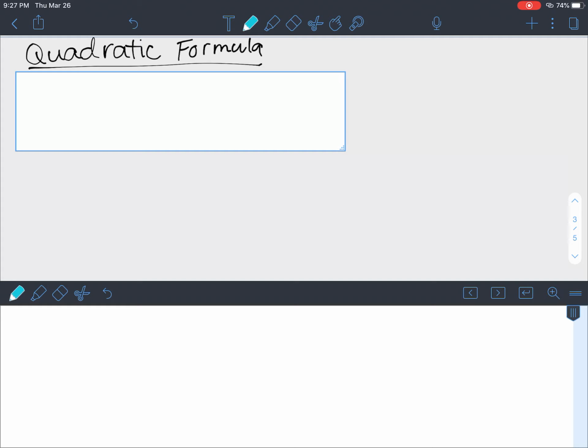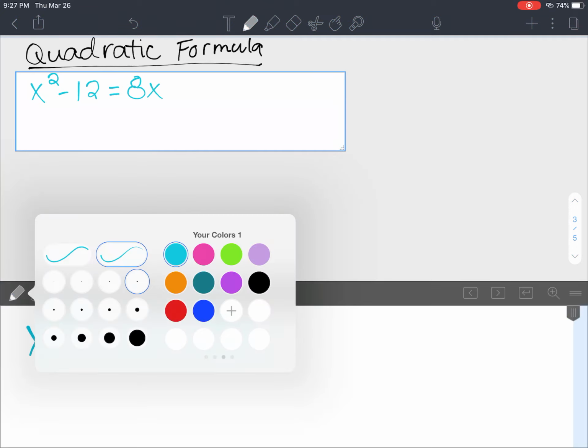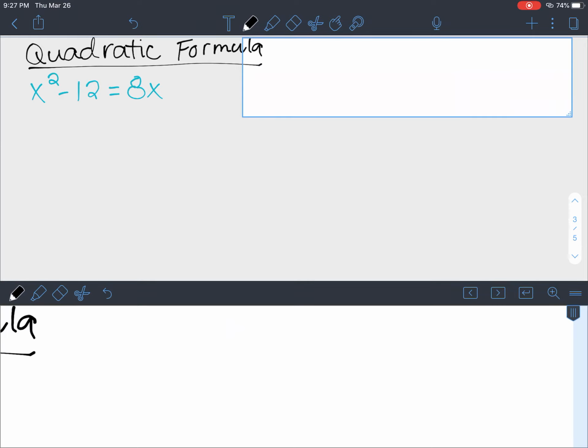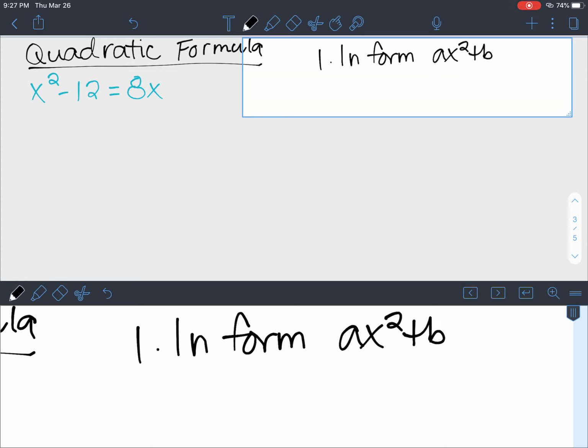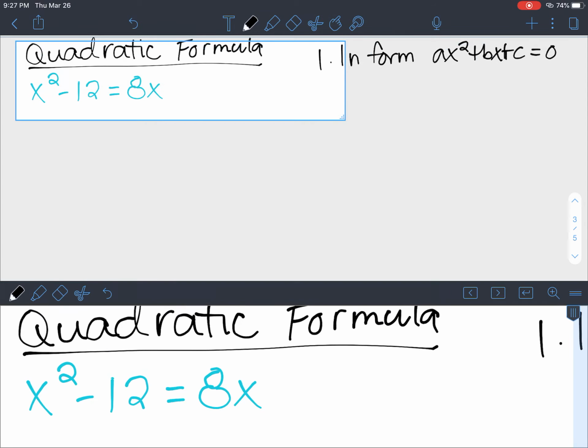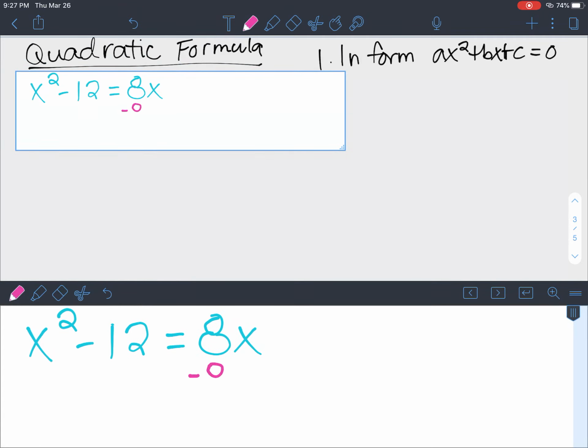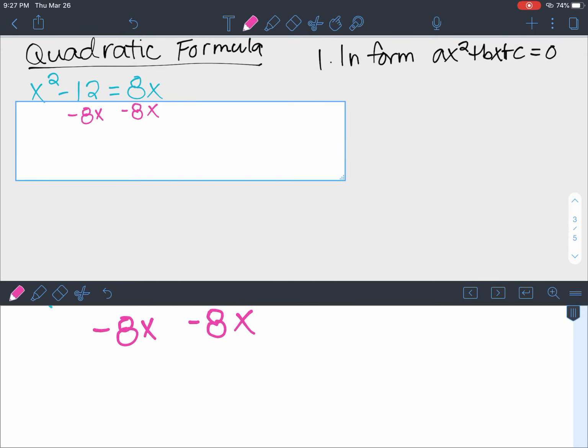So this last problem I'm going to do is number 16 from the review. And it says x squared minus 12 equals 8x. So again, when we do the quadratic formula, we want everything to be in the form of ax squared plus bx plus c equals 0. So we want our equation to equal 0, and right now it equals 8x. So to get rid of that 8x on the right side, we're going to subtract 8x. When we do that, we get a new equation, which looks like x squared minus 8x minus 12 equals 0.